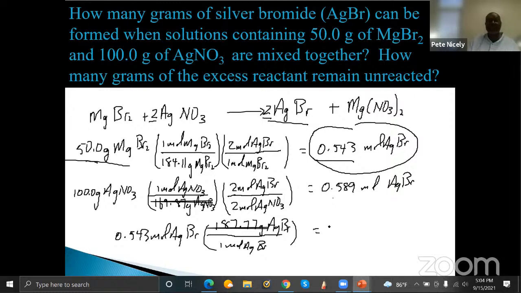Okay, so 0.543 multiplied by 187.77. And according to my calculations, when rounded to 3 sig figs, the answer becomes 102 grams of silver bromide, AgBr. And that's how you do that. All right? So that answers the first part. Any questions about this? Any questions about the first part?